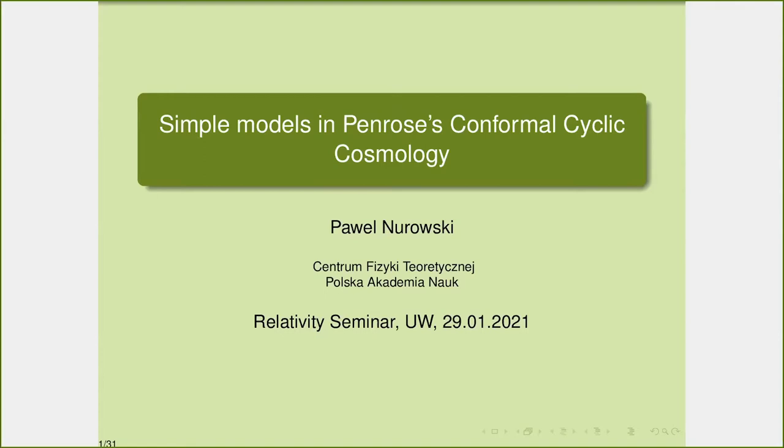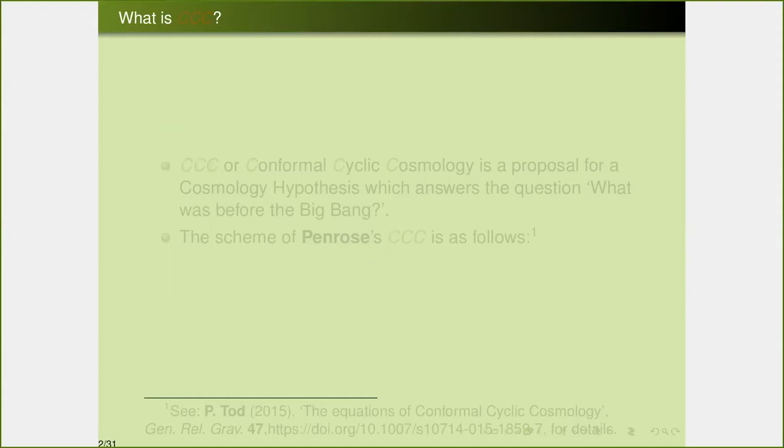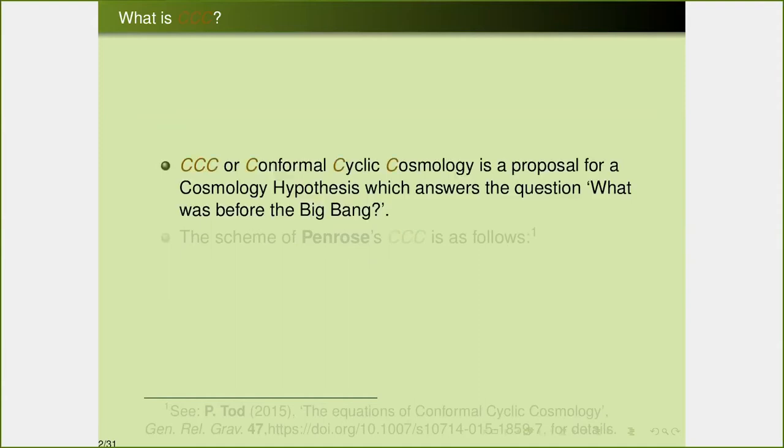I will not be talking about the Nobel Prize, and I will not be talking about everything that Roger Penrose did, but the aim of this talk is just to show you simple models that can be made within his conformal cyclic cosmology. So let me start. What is this conformal cyclic cosmology? The CCC, as Roger abbreviates it, is a proposal for a cosmology hypothesis which answers the question, what was before the Big Bang?